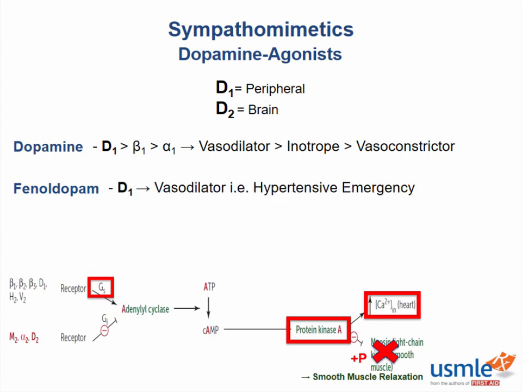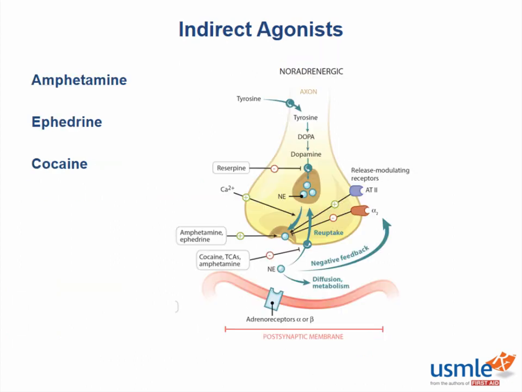Keep in mind the stimulation of D1 receptors within the kidney also inhibits the sodium proton exchanger and therefore prevents sodium reuptake. This leads to natriuresis, which is the loss of sodium in the urine. Moving on to our indirect sympathomimetics, we use the term indirect because instead of directly stimulating our sympathetic receptors, these drugs increase the amount of catecholamines within the synaptic cleft by either causing their release or inhibiting their reuptake.